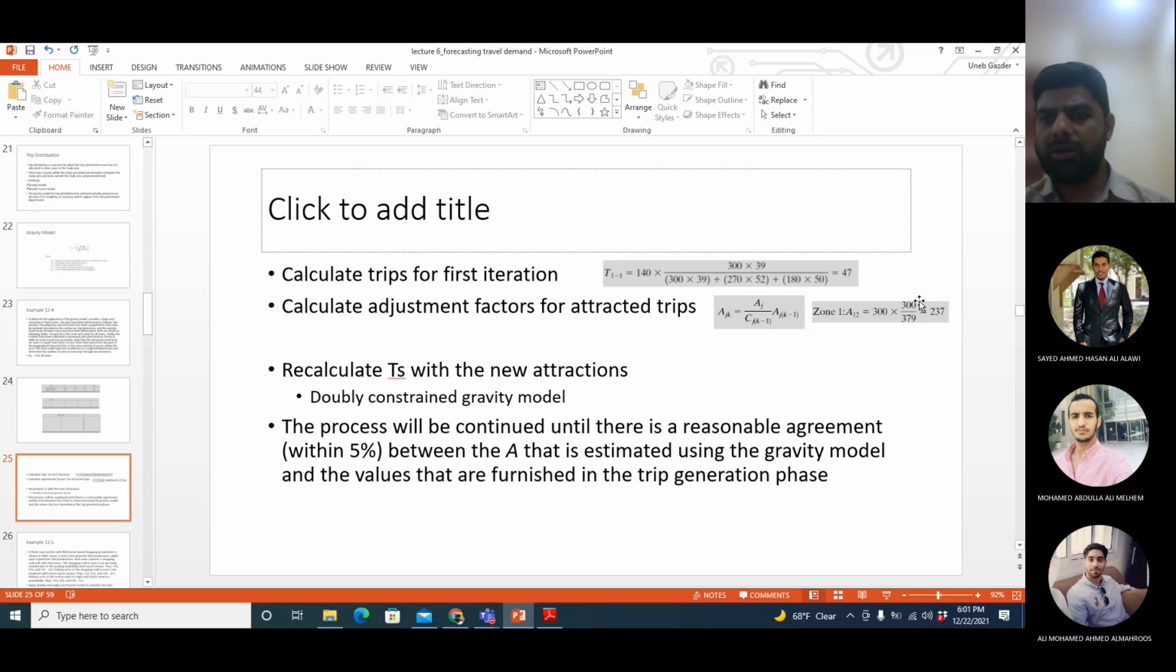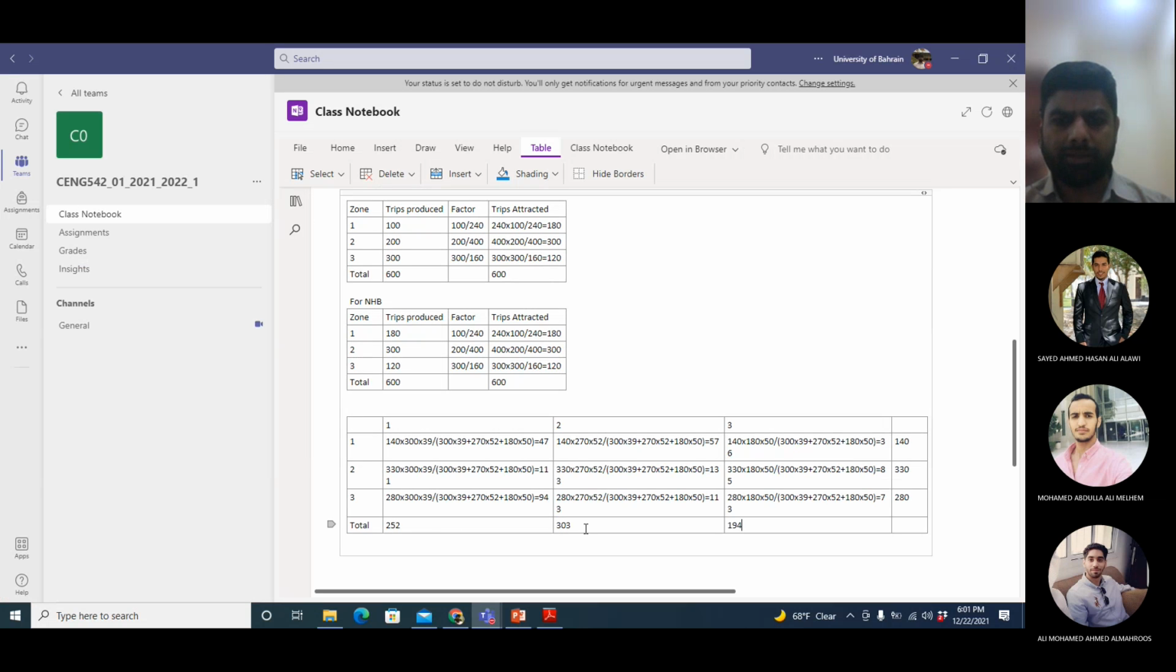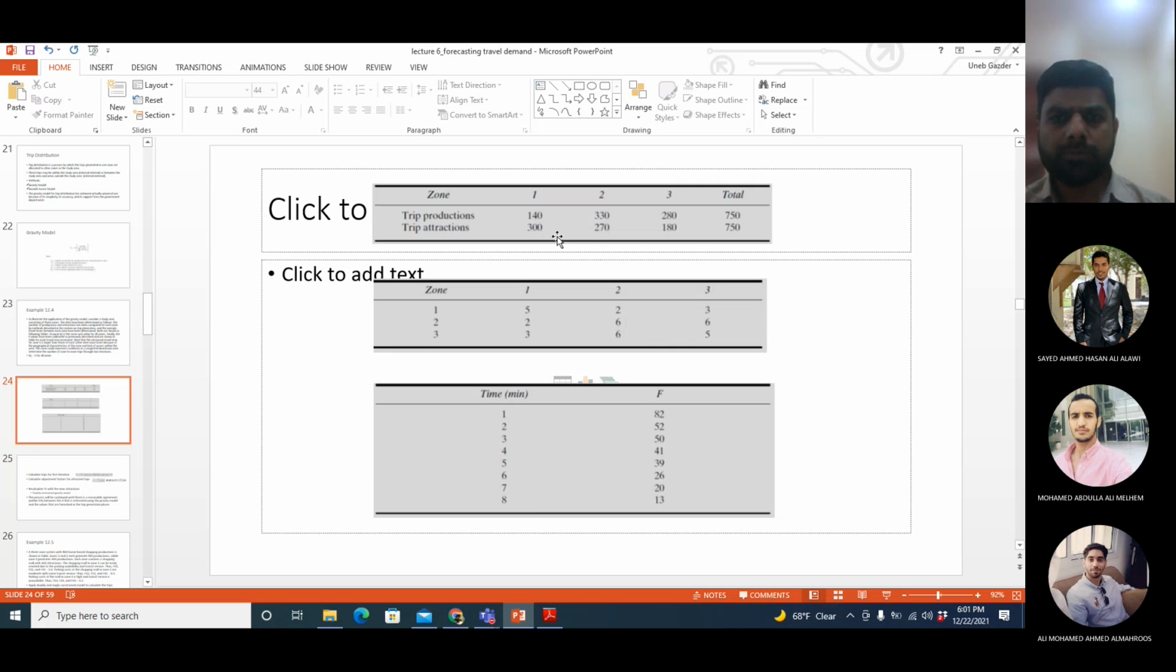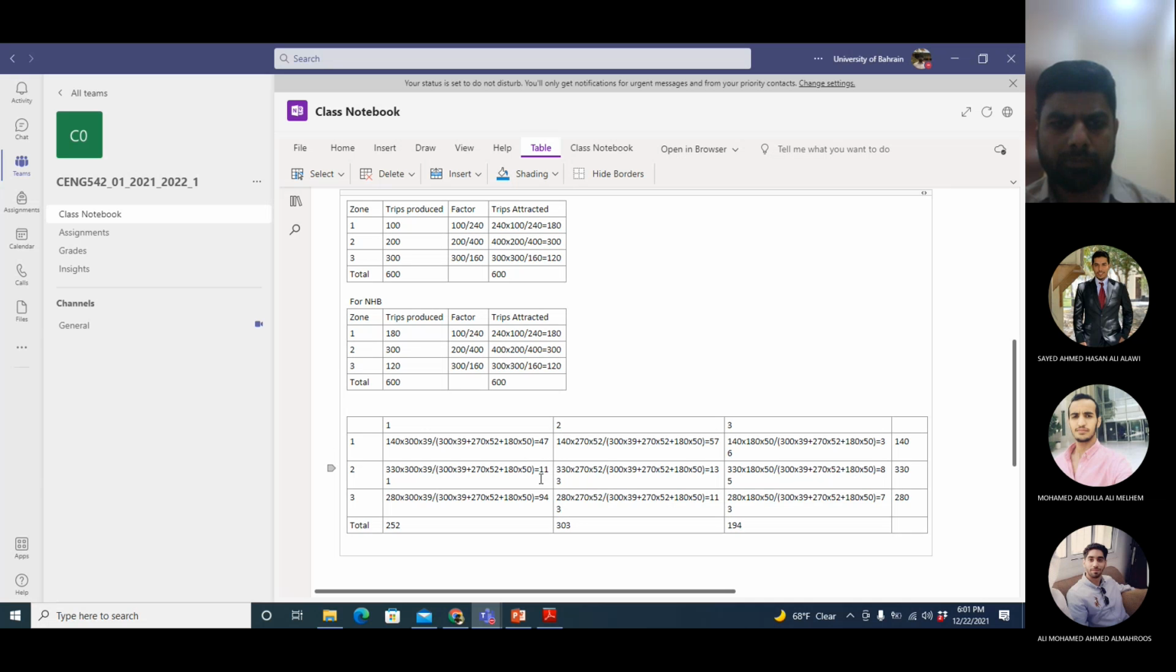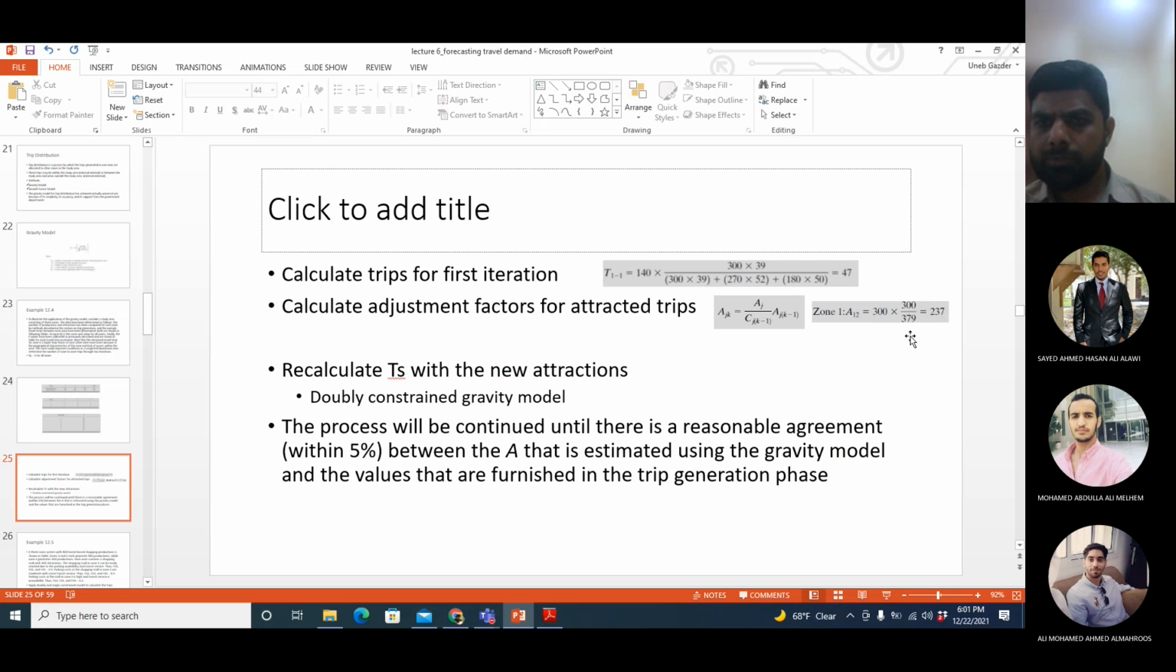What is the ratio? 300, which was the number of trips initially given, divided by 379, which is the number of trips you have got right now. According to the book, it should be 379.